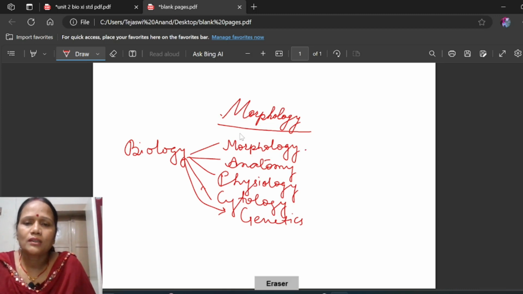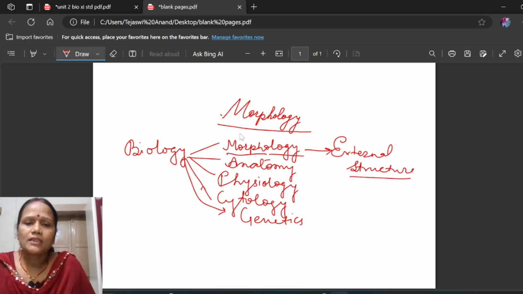In morphology, the branch of biology, the word has two parts, morphos and logos. In this branch we study the external structure of an organism. When we study the external structure of an organism, that branch is known as morphology.